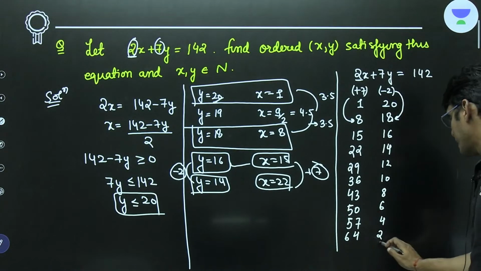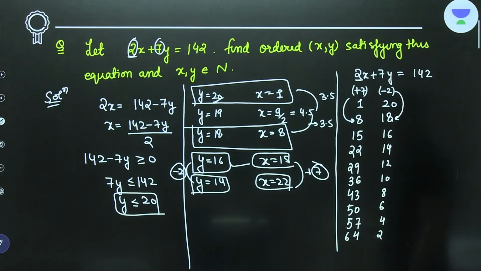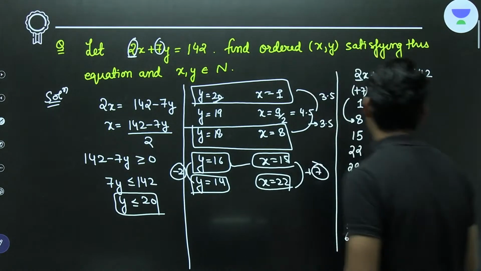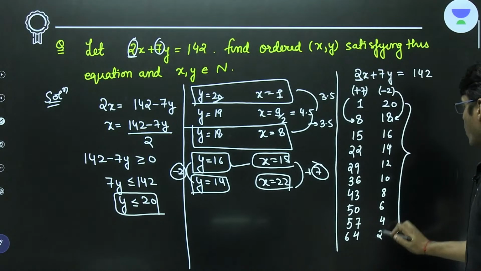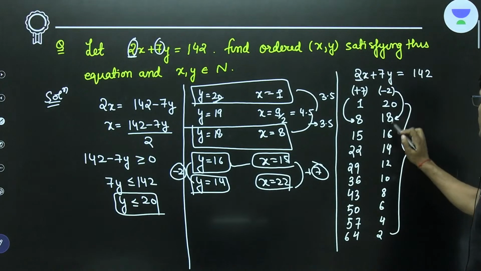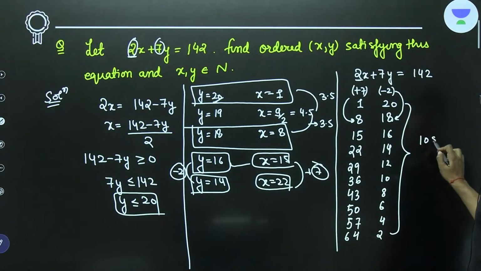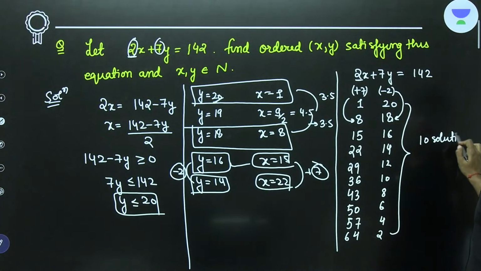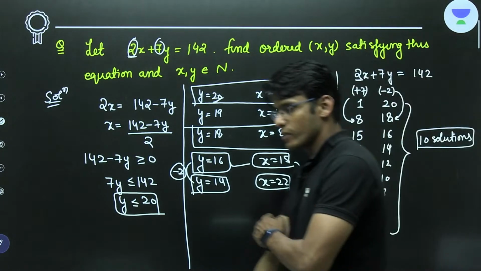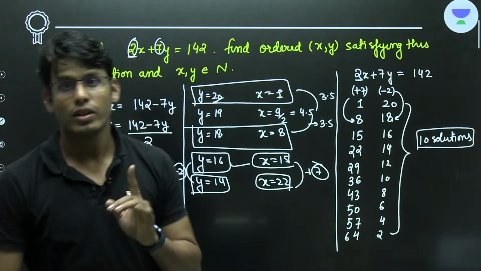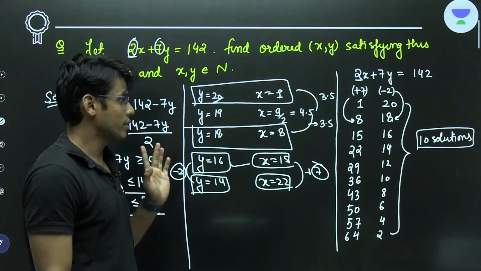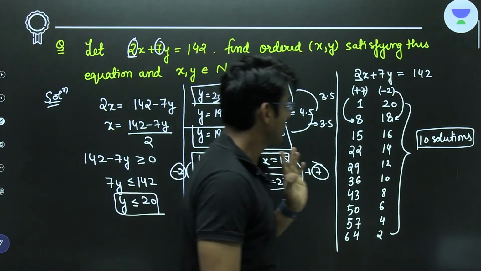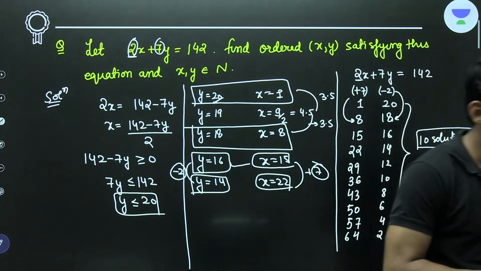That is it. Because the next solution will be 0, and y cannot be 0 because x and y are natural. So how many solutions did we get? 1, 2, 3, 4, 5, 6, 7, 8, 9, 10. We got 10 solutions. This is a very important solving method.